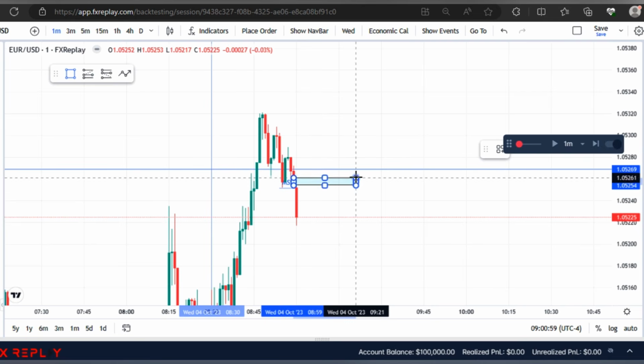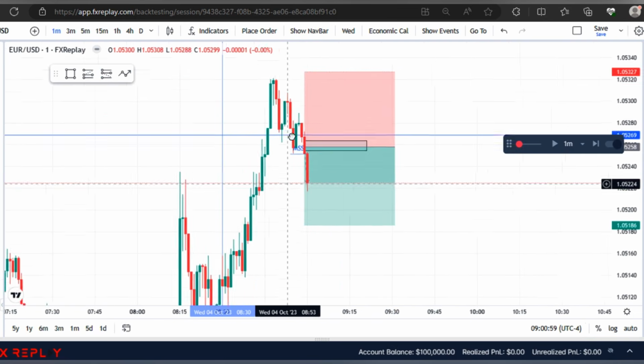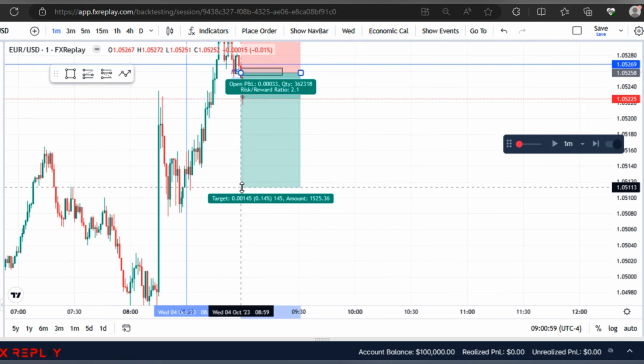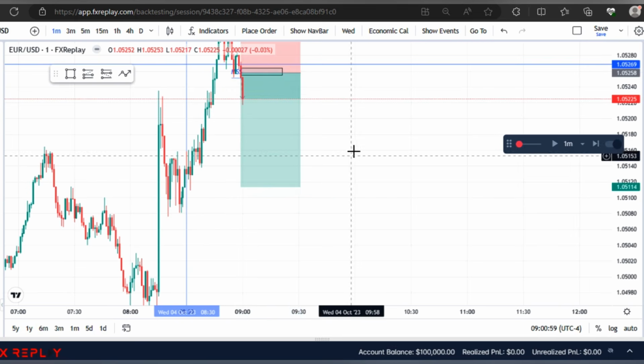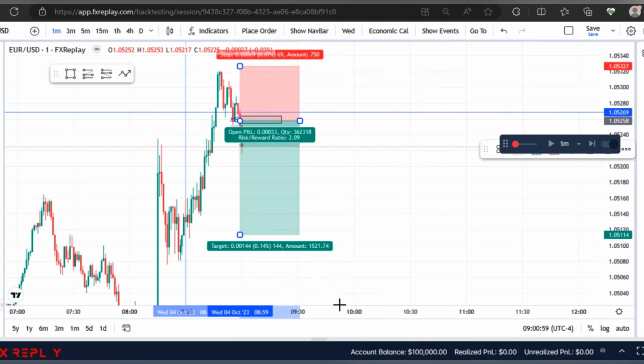Now we can place our limit order on this fair value gap. Stop loss will be above this recent high. Our target will be opposing lows. We can choose one of these lows, but to be on the safe side, I will target this low. We are aiming for a 1-to-2 risk to reward ratio with this trade.